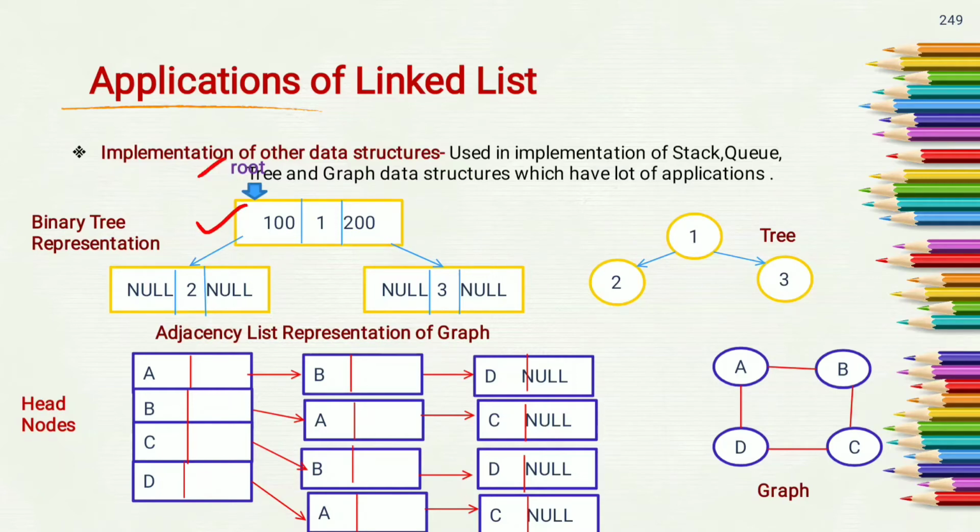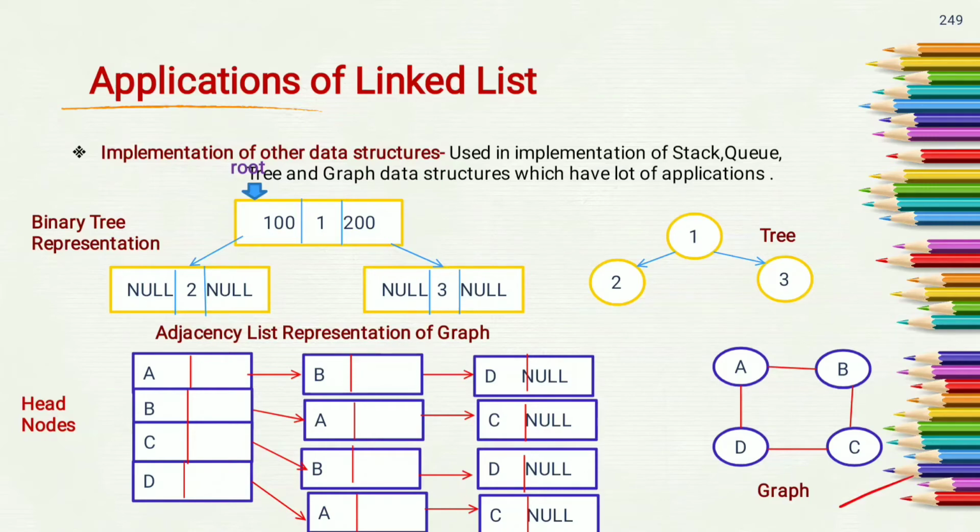So we use a pointer root which will point to the root node of the tree. So 1 is stored in second field of the node, 100 is the address of its left child and 200 is the address of its right child. Here 2 has no left and right child, so its left child and right child pointer contains null. Similarly, 3 has no left and right child, so its left and right pointers are null.